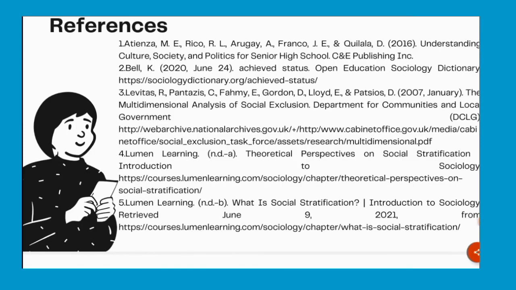And those are the three theoretical perspectives of social stratification, which are functionalism, conflict theory, known as coercion theory, and lastly, symbolic interactionism. This ends our lesson for today. I hope that you have learned something from this video.